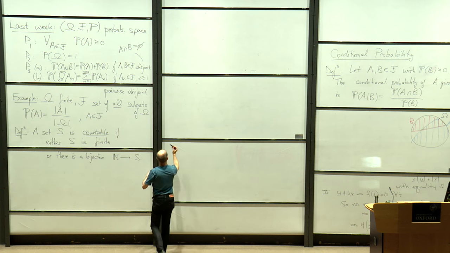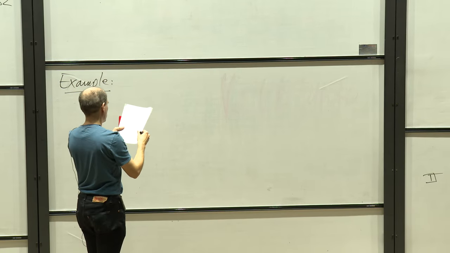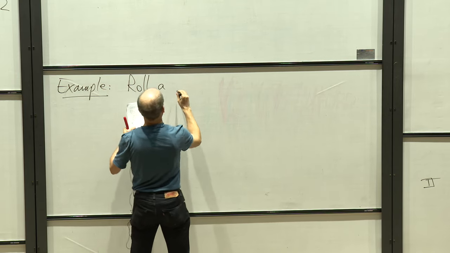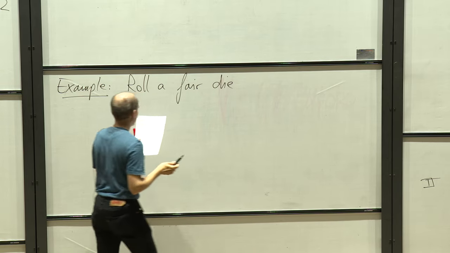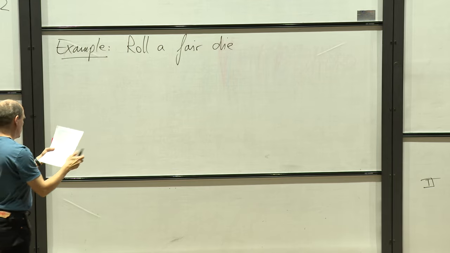Okay, let's maybe start with an example here. A simple example, just rolling a fair die. One fair die, rather. Let's not make it more complicated. You can, of course, have examples with several dice as well.